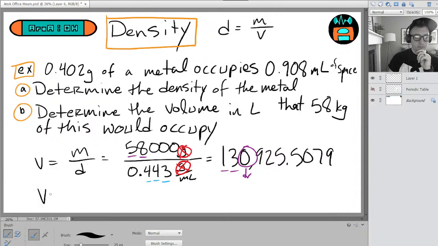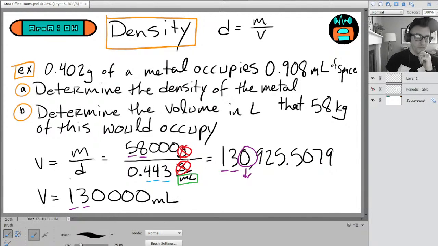So our volume is equal to 130,000. That's the correct value with the correct sig figs, right? 2 sig figs. And our units here are milliliters. And that is a problem. You'll notice that we were asked to find the volume in liters.